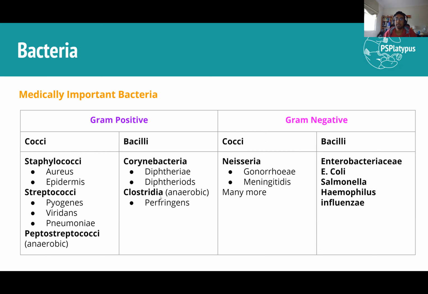Clostridium perfringens, you'll learn about a little bit more. It does some cool stuff. Well, cool is a relative term. You have your gonorrhea and meningitis, which are responsible for the disease with the same names. And then you've got things like E. coli and salmonella. So you'll notice certain trends here.